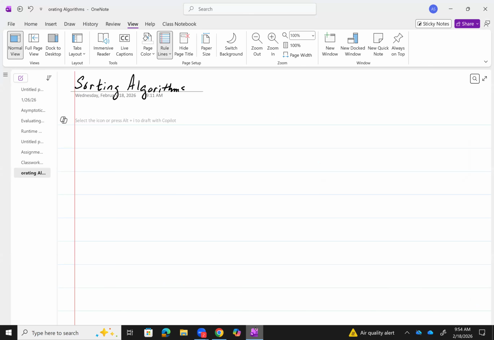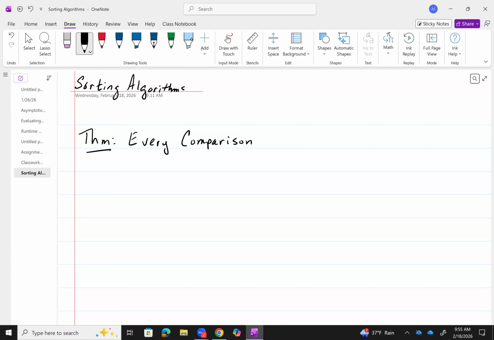Okay. So, our sorting algorithms. I'm going to start, and I hope I get through this okay. I'm counting on the fact that it's Wednesday, not Monday. I'm still on my first cup of coffee.